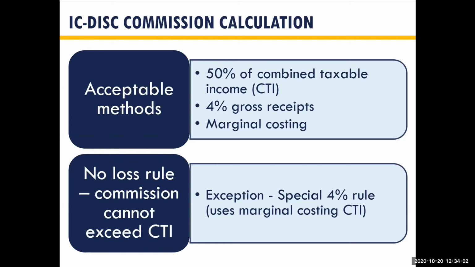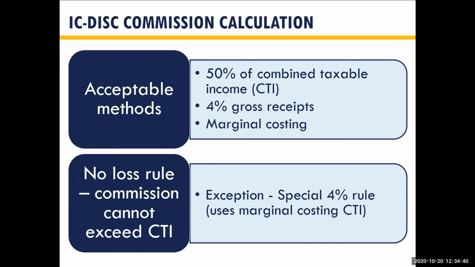All right, so moving on to the commission calculation. We talk a lot about the IC DISC receiving the commission, distributing the commission, but what is this commission and how do we determine the commission amount? So the Treasury regs give basically 3 acceptable methods of calculating a commission. And we'll talk about these, we'll give an example to illustrate these a little bit later. But the acceptable methods are 50% of what's called your combined taxable income, or CTI for short.